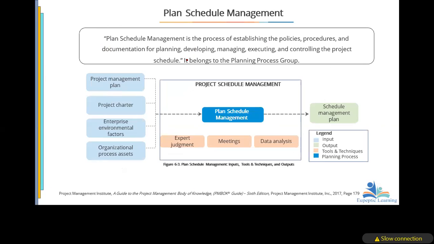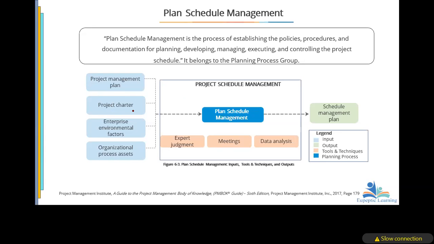What are the inputs before we can plan the schedule of the project? We need to look at the project management plan. The project management plan has the scope management plan and other documents like the scope baseline, the WBS, all these things are there. So when we go there, we can find what is relevant to plan the schedule.